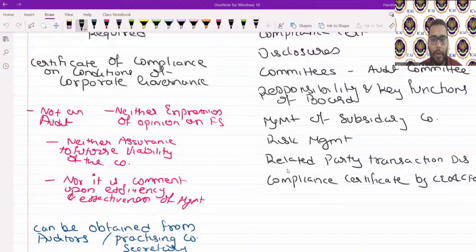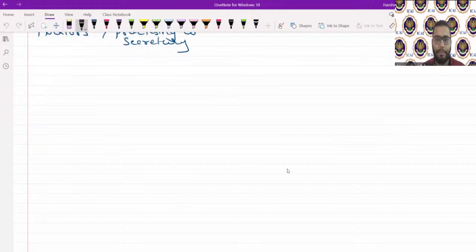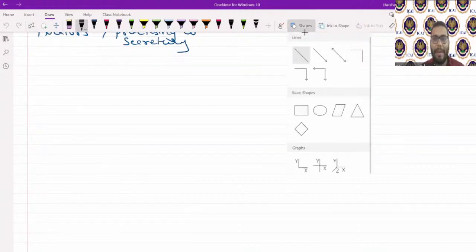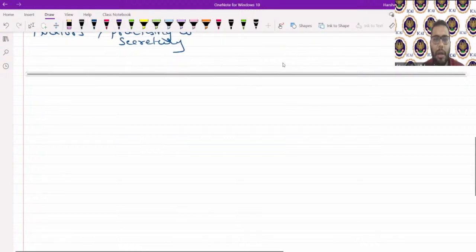Now, before going to these conditions one by one, let's understand to whom these conditions are applicable. So we will be talking about the applicability of corporate governance conditions of LODR to companies. Now, to which company is the applicability there?